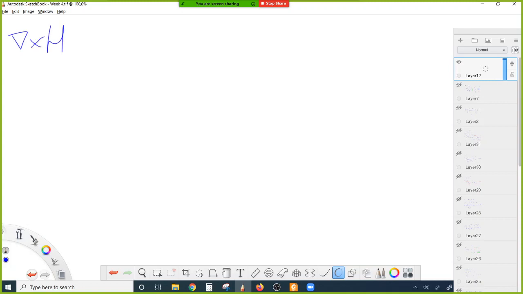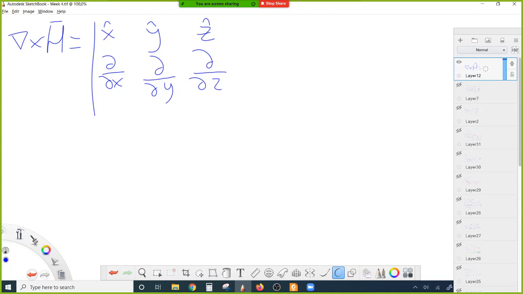the rotor of H now will be equal to the determinant with x, y, and z, d/dx, d/dy, d/dz, and here Hx is 0, we have a component only along y, Hy, and Hz is also 0. So, how do we compute the determinant of this matrix?